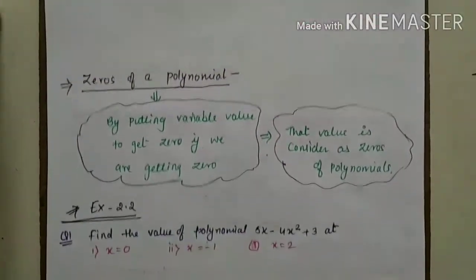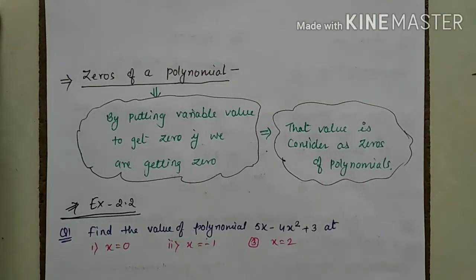New topic, that is zeros of polynomial. Zeros of polynomial in the sense that if you put any value in the variable and you get 0 as the answer, then that value of the variable is considered as a zero of the polynomial. You will understand it more by solving questions. This is the theory part: if you put a value in the place of the variable and get 0 from the equation, then that value is considered a zero of the polynomial.